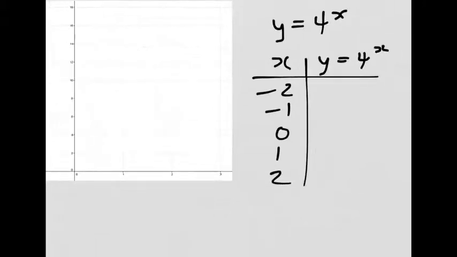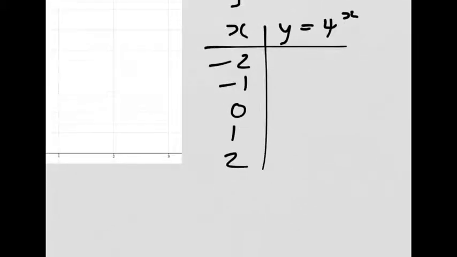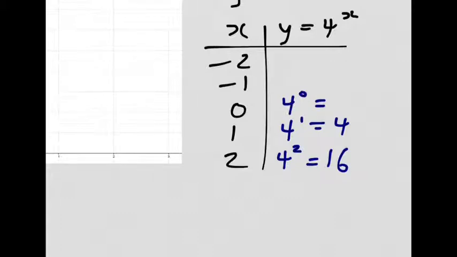Okay. So maybe it's easier to start at the bottom of this table because 4 to the power of 2 is a lot easier to calculate. So this would be 4 to the power of 2, which is just 16, right? 4 times 4. 4 to the power of 1 is 4. 4 to the power of 0. Anything to the power of 0? 1. Good, you guys know that.